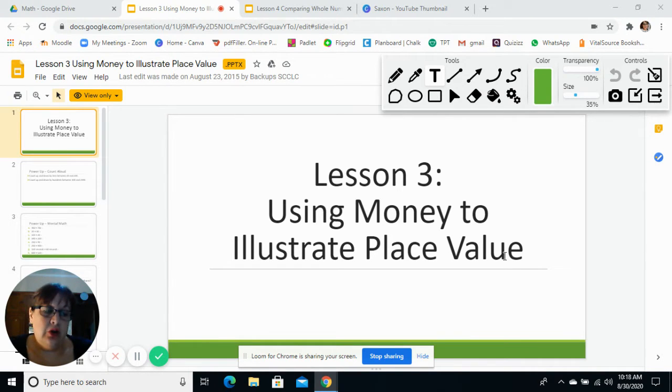So our goals for today, our objectives, are to use money amounts to represent place value. That means we're going to use different money, different bills, to show us how to represent place value. We're going to write a number in its expanded form, and we're going to use digits to write a number given in expanded form. So we're going to write it out in words, and we're going to write it out in digits. Let's get started.